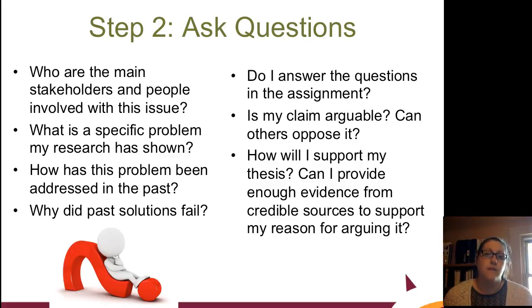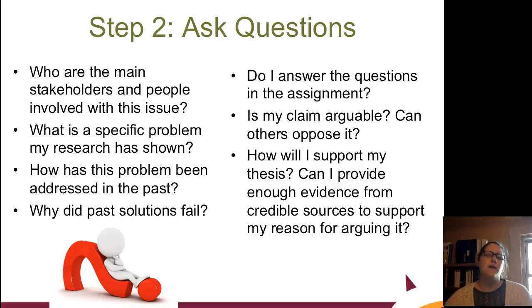How has this problem been addressed in the past? If it hasn't, address that. Talk about why nobody has proposed a solution. If solutions have been proposed, why did they fail? Are there financial reasons, practical reasons? How are you going to address these failures in your own solution?